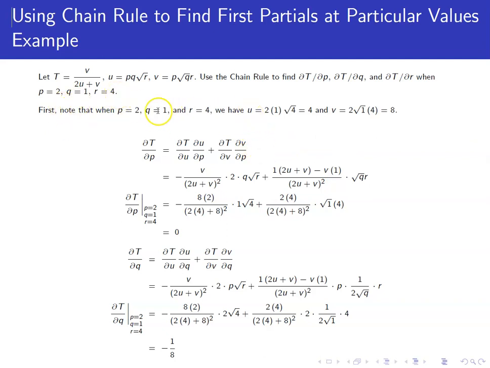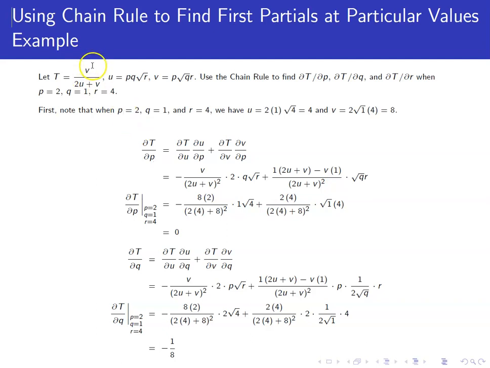So one thing we notice here is that first, if I put in 2, 1, and 4 for p, q, and r, we get u is 4 and v is 8. And that'll help us when we do the partials with respect to u and v later on. If I do the partial with respect to p, I do the partial with respect to u, and then multiply with the partial of u with respect to p, and then do the same thing for v.